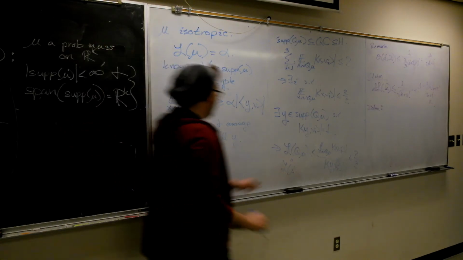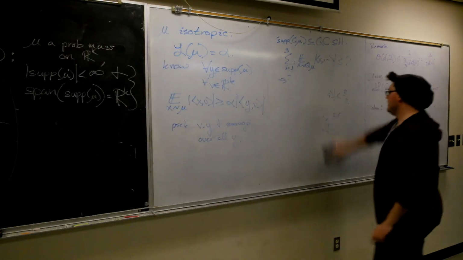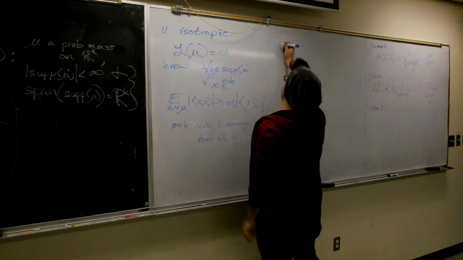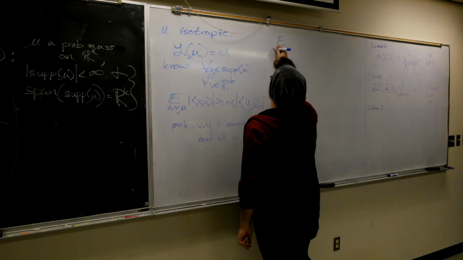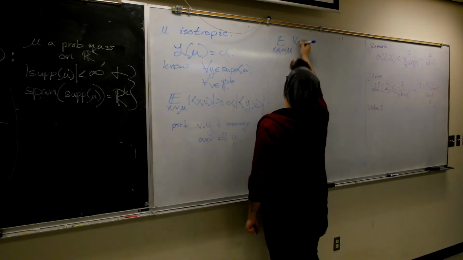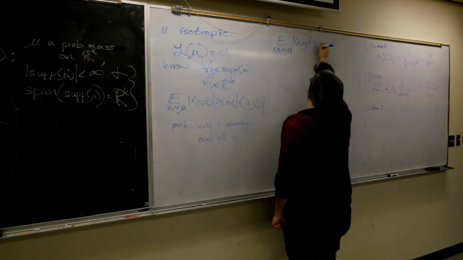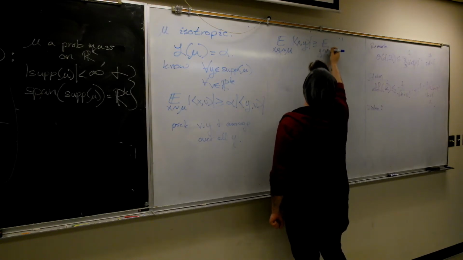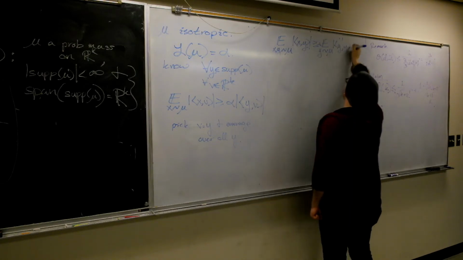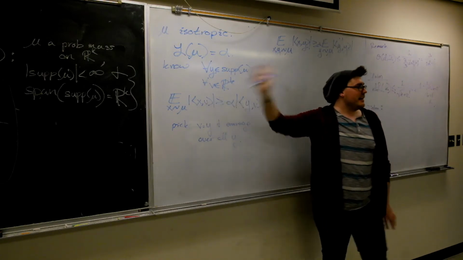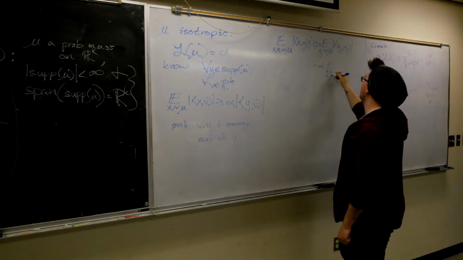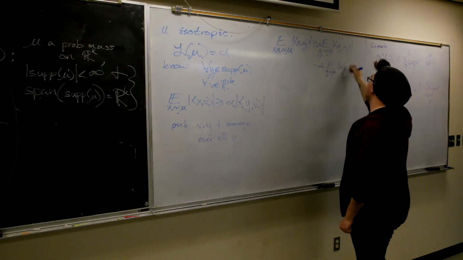If I do that, using the isotropic property, I get the following. Here, if I average over all the y's, I get the expected value, let's say x and y independently distributed according to mu, of the absolute value of the inner product of x with y. Well, this is bigger than or equal to the expected value over y, distributed according to mu, of alpha times the inner product of y with y, just by substituting v equals y and averaging over y. Well, this is alpha, the expected value of the norm of y squared.